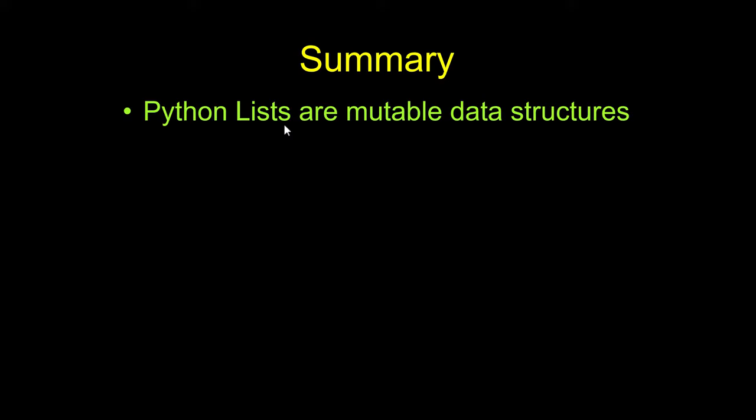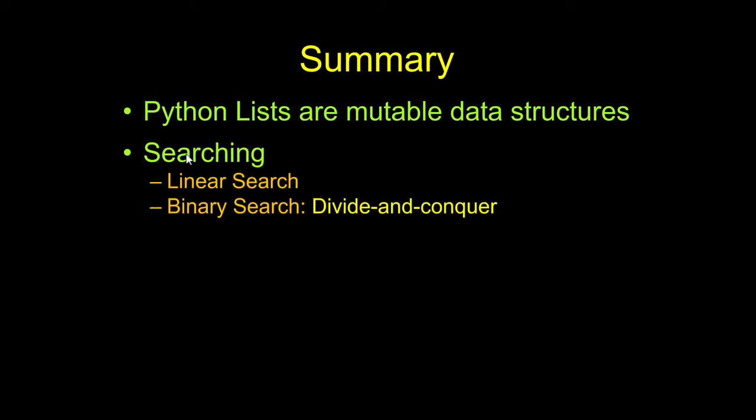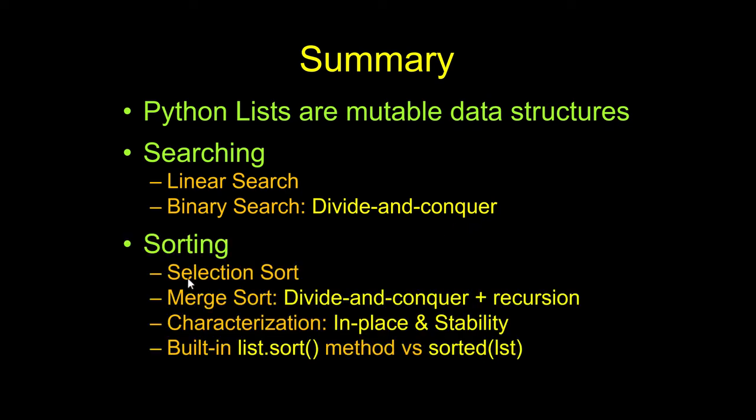We're now at the end of the lecture. We study in this lecture Python lists as mutable data structures. We study searching. We show a linear search, an obvious way of searching, and then a better way of searching if the list is sorted, with a divide and conquer strategy. We study sorting. We show a straightforward sorting, selection sort, and we use the same strategy as divide and conquer for binary search to do merge sort with recursion.